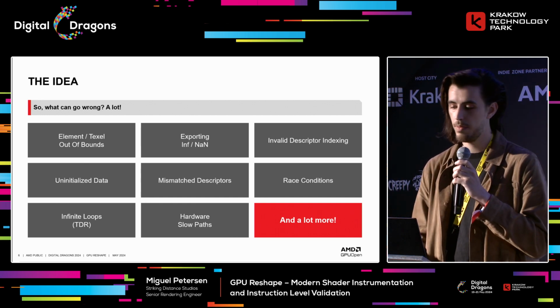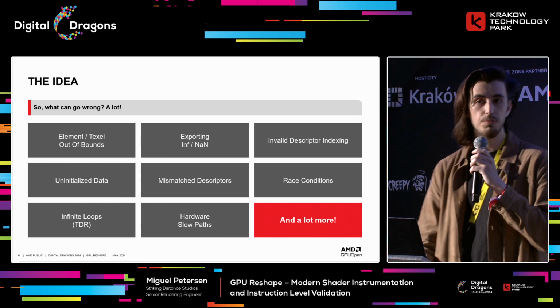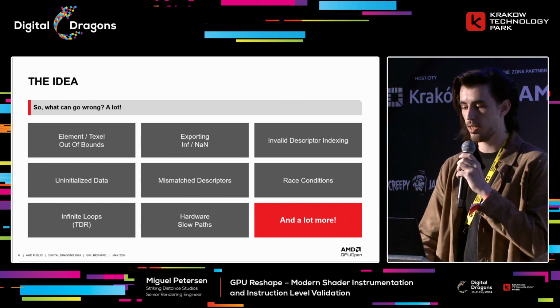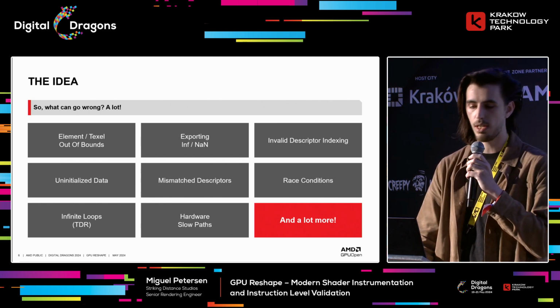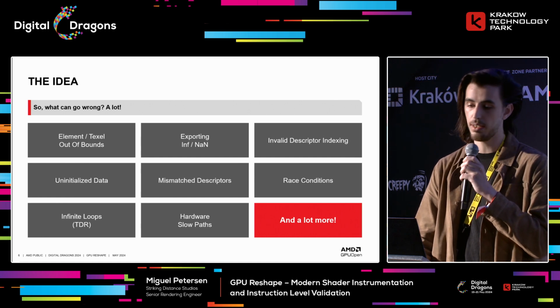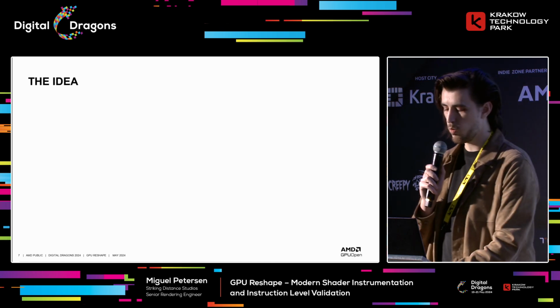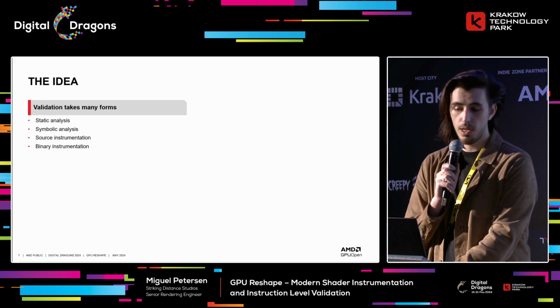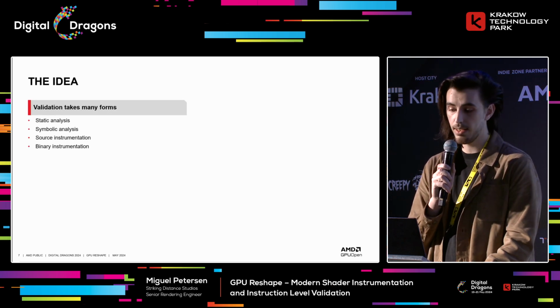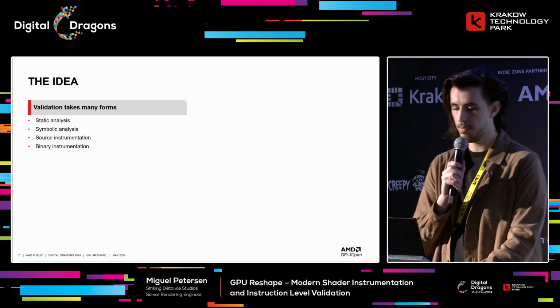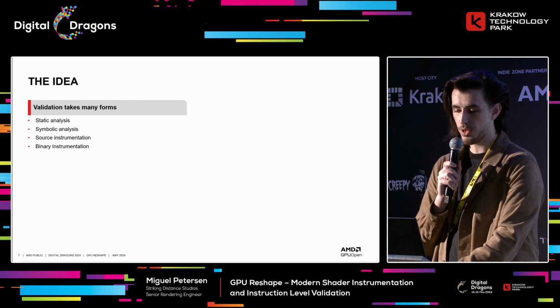So, continuing this idea, we need to figure out what can go wrong, right? And the answer is a lot. Descriptors can be bad. We can have infinite loops. We can have NaNs being propagated across different shaders, race conditions, etc. And we're all rather used to fighting them at this point. So to begin validating, we need to figure out what form of validation we want, and there's quite a few of them. We can perform it statically or symbolically, but we're lacking some data, which leaves instrumentation, of which there's two.